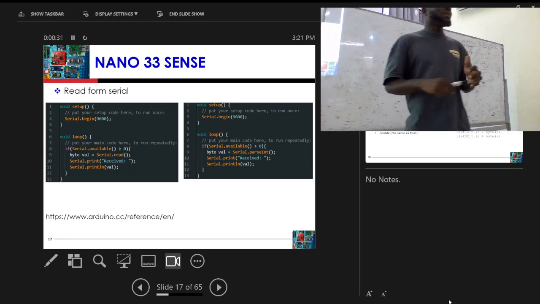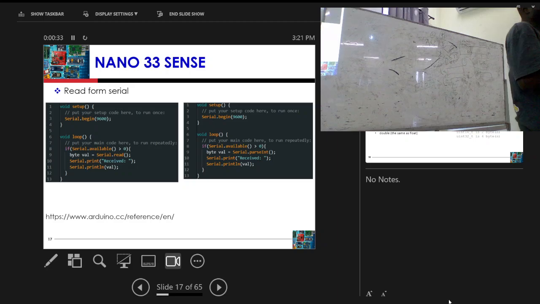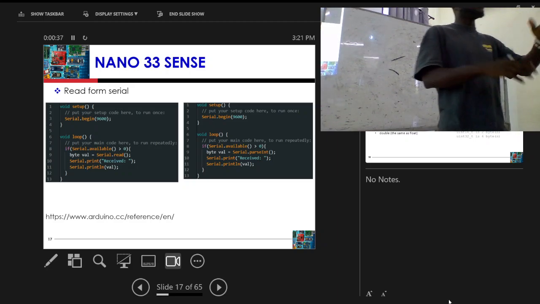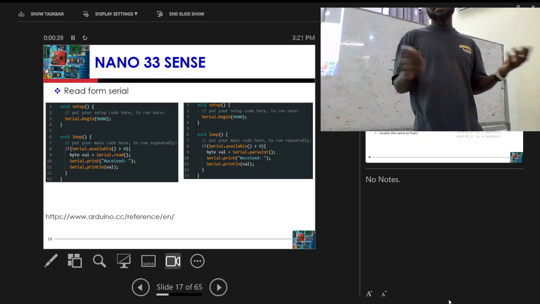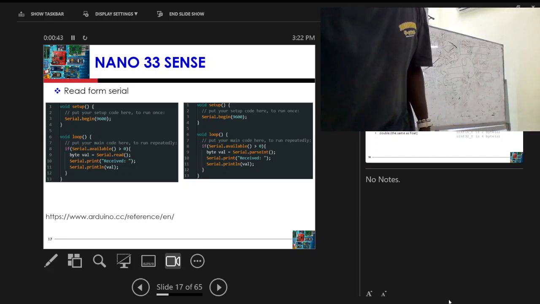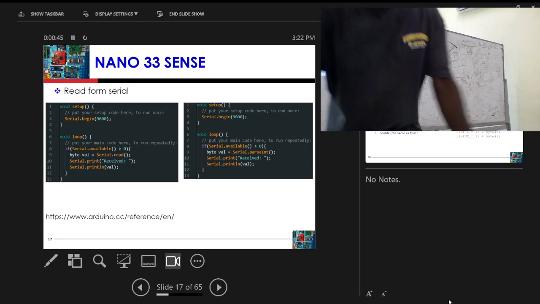I think it was to get an integer value from the PC, and then turn on the LED for some seconds and stuff like that. Very, very easy. Right? Are we there? Now another technical one.